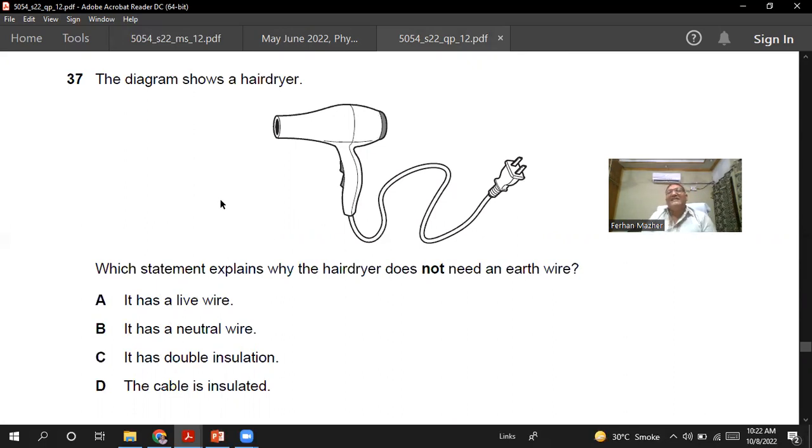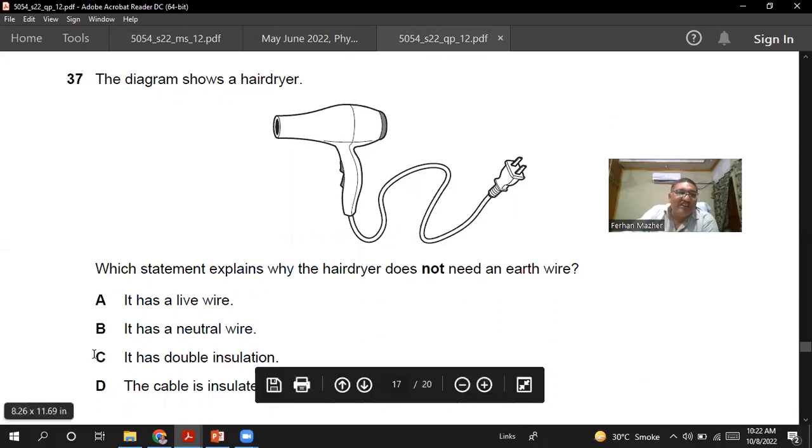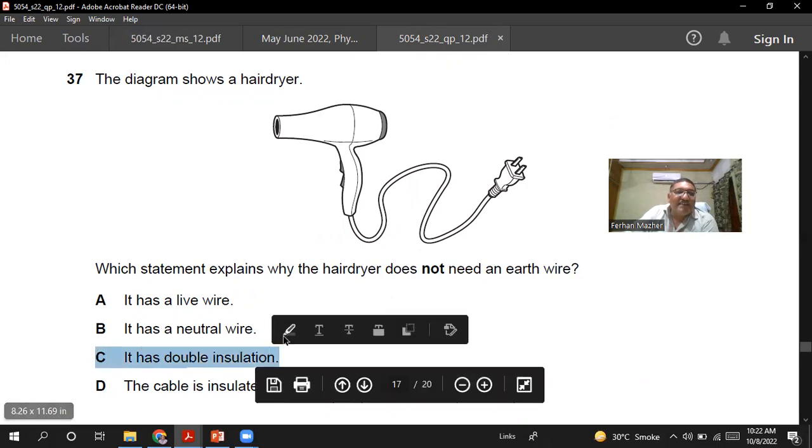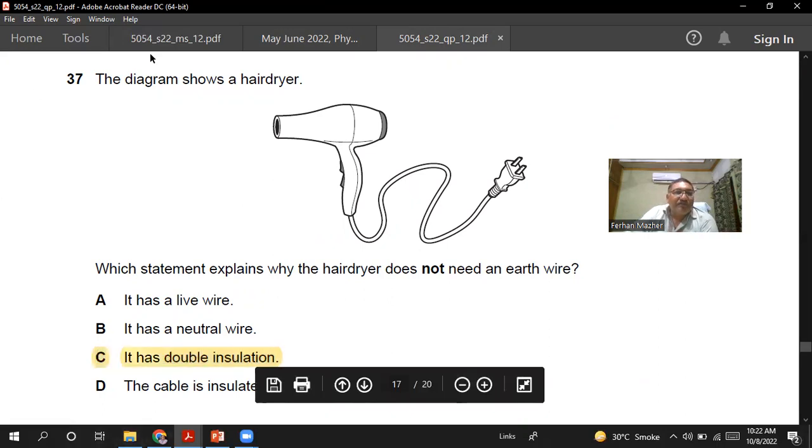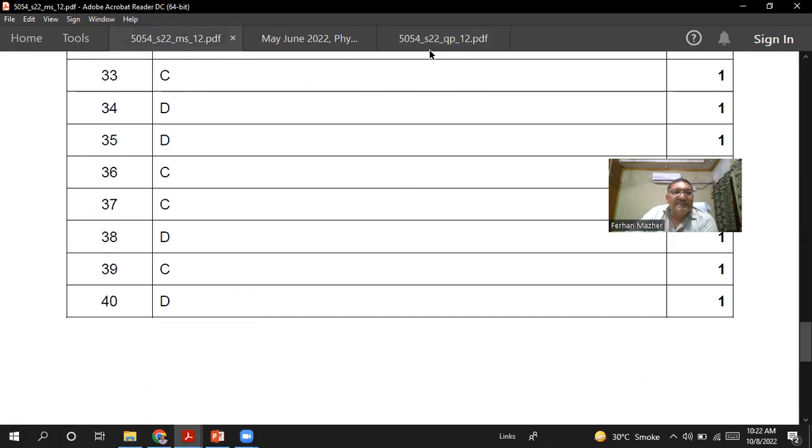Double insulation means that it has a plastic body. So if its body comes in contact with the live wire, the current cannot come in the body, because the body is made of plastic. It is called double insulation. So I think C is the right option, sir. Question number 37, C is the right option.